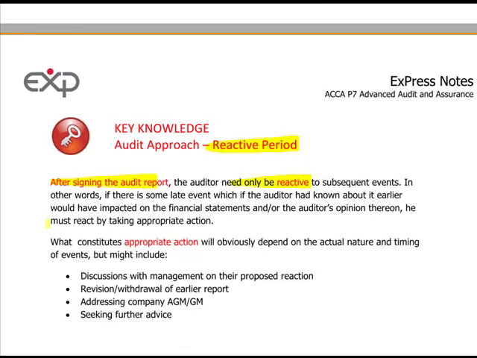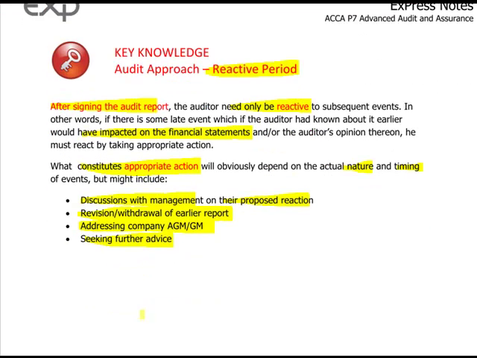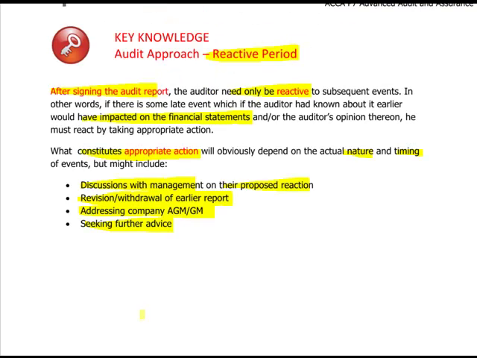Now, having said that, if you find a subsequent event that would have impacted the financial statements, you need to consider your appropriate action. The action will probably depend on the nature and timing of the event, its materiality and size, clearly. What you will then do is discuss with management their proposed reaction, not yours, theirs. You might revise or withdraw your earlier report, depending on the nature and the magnitude, materiality of the event. You might want to address the company AGM to discuss this issue. You also might need to take further advice, be it from a third party, be it from a lawyer, be it from whoever. So those are the two different approaches, reactive and proactive periods.